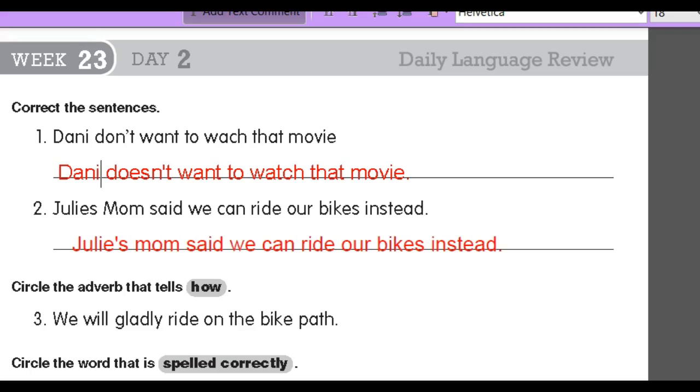Okay, we're going to create your daily language for week 23. Make sure you have a pen or a marker. When you have a mistake, go ahead and press pause, correct the mistake in pen or marker. Just write right over it and then press play and check the rest of your work.